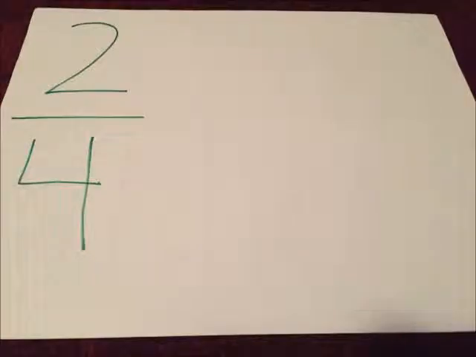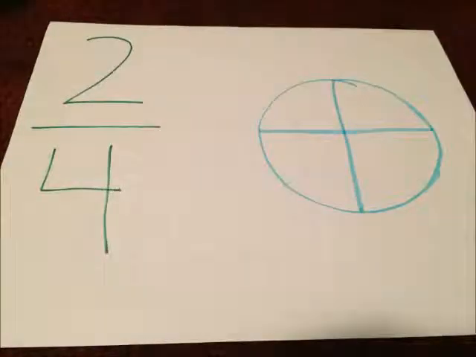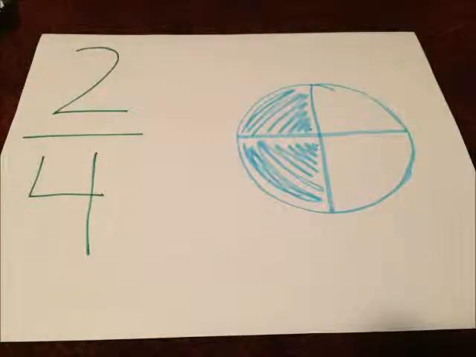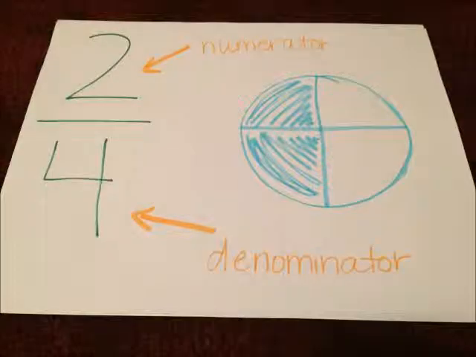Here is the fraction 2/4. This means that if we have a circle and divide it into 4 pieces, we will shade 2 of the 4 pieces. This drawing represents 2/4. We also know that the top number is called the numerator and the bottom number is called the denominator.